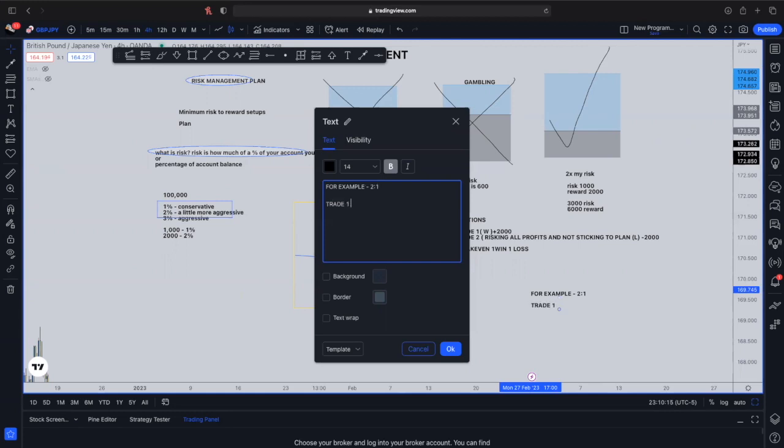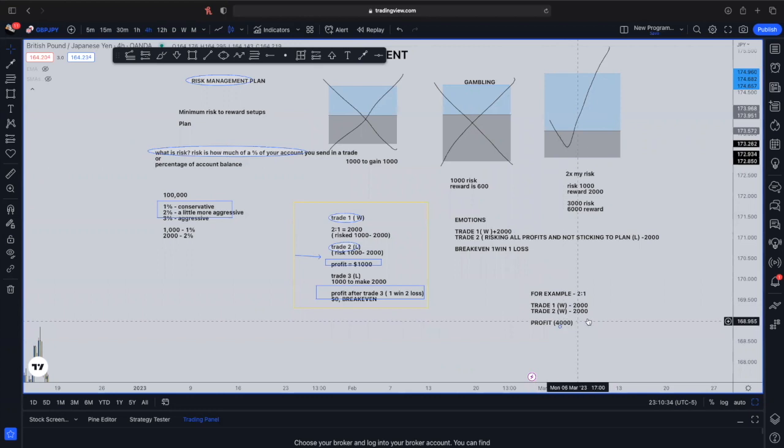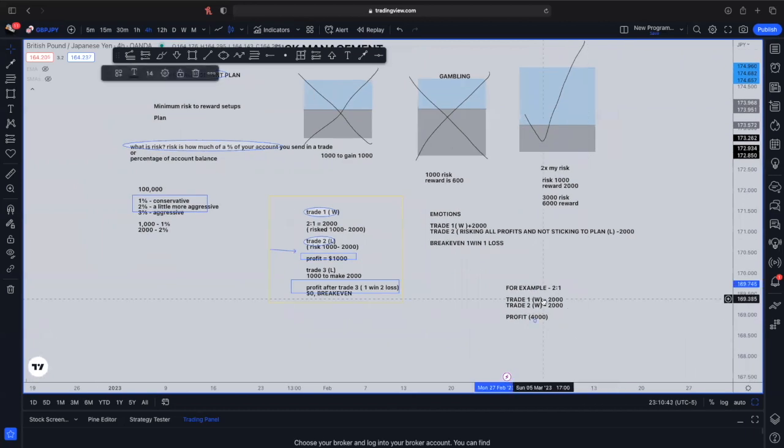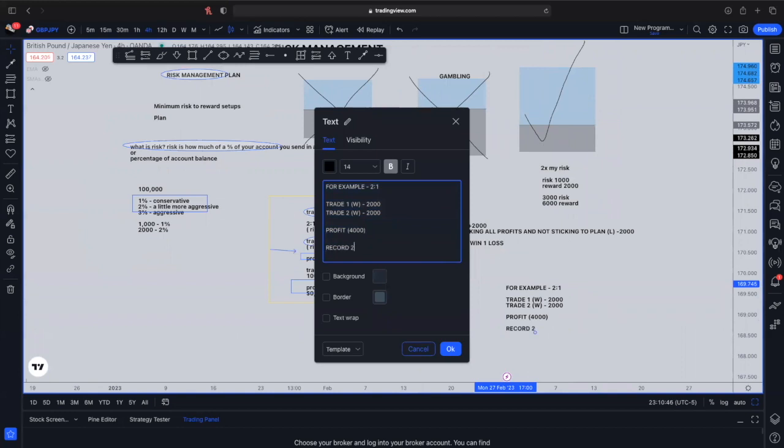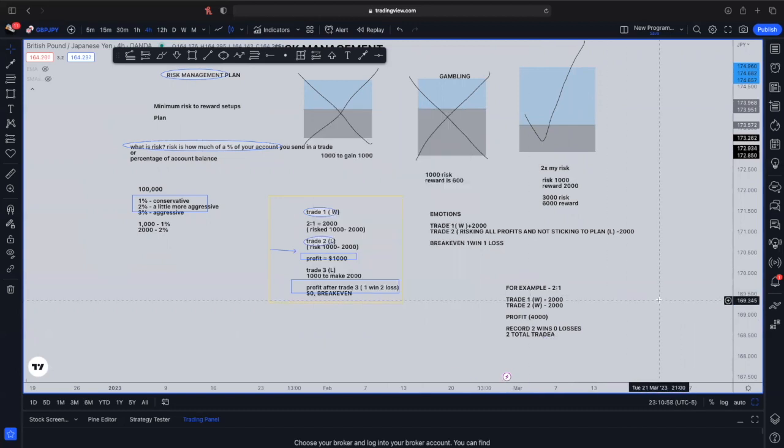Let's say trade 1, we win 2,000. Trade 2, we win 2,000. Profit 4,000, right? If we take 2 trades and we win 2, we are in profit $4,000. Why? Because in trade 1, I risked 1,000 to make 2. Trade 2, I kept it the same. I risked 1,000 to make 2 again. So we're in profit $4,000. So record: 2 wins, 0 losses, 2 total trades. Now this is the beauty.